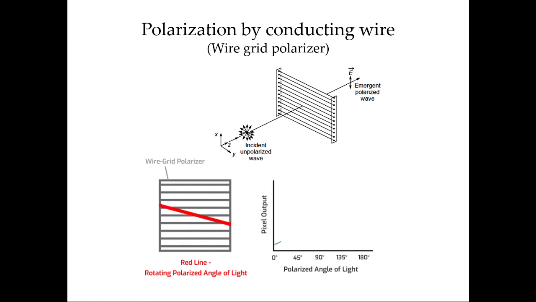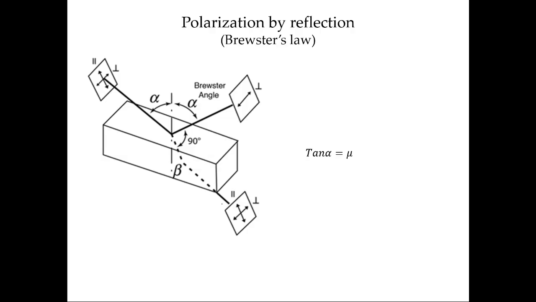Therefore, if a linearly polarized light is incident on a wire grid polarizer, the output will be most intense if the plane of vibration is perpendicular to the wire length. The output will be least intense if the plane of vibration is parallel to the wire length. However, for the system to be effective, the spacing between the wires should be less than the wavelength of the light. The second method of polarization is polarization by reflection.